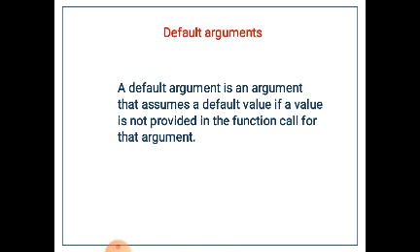Now coming to default arguments. A default argument is an argument that assumes a default value if a value is not provided in the function call for that argument. So here we see that the argument is sent to the function, but there is no value there, and that is called the default argument. I repeat the definition again. A default argument is an argument that assumes a default value if a value is not provided in the function call for that argument.